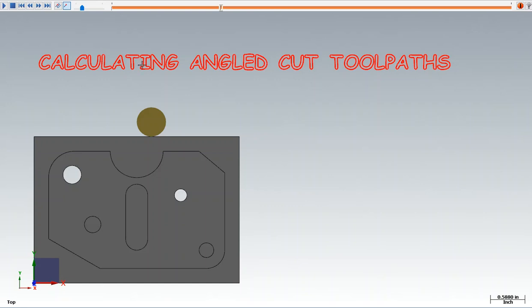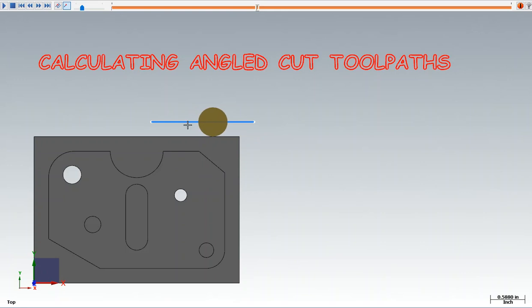Hey everyone, welcome to the Calculating Angled Cut Toolpaths tutorial. The purpose of this video is to help you understand the formula that I gave you on the intro page and how we're going to use that to calculate our toolpaths for accurate angled cuts.